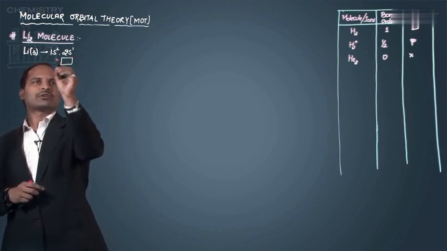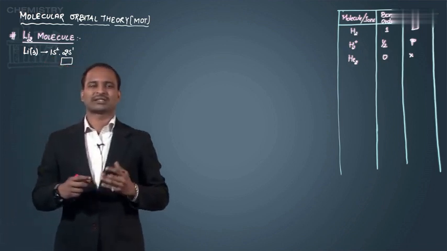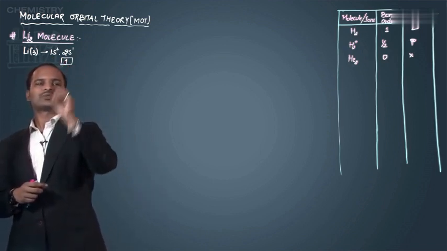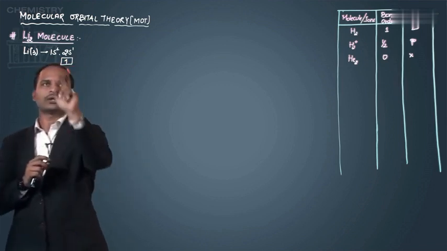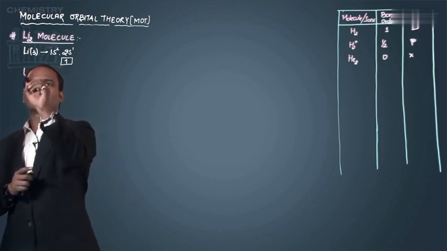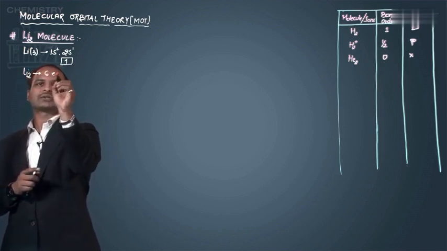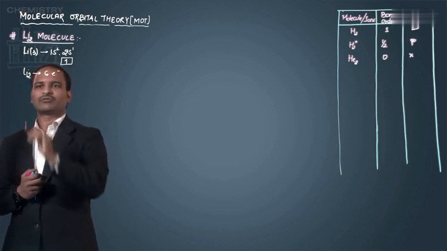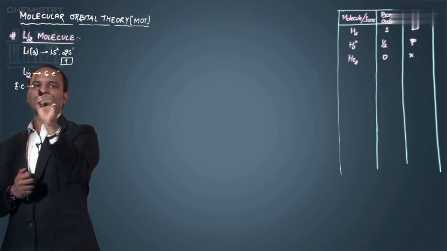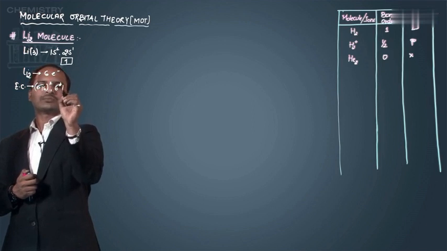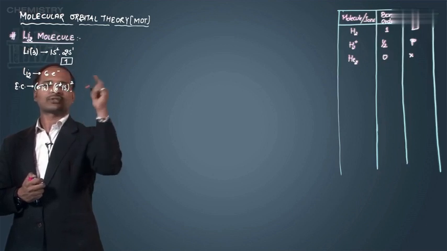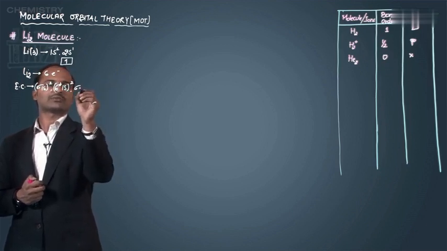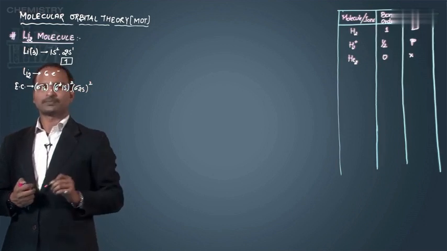So this 1s electron will be called a non-bonding electron because it doesn't take part in bonding. Only the 2s1 electron will take part in bonding. But overall lithium has 3 electrons, so Li2 will have 6 electrons. Then what will be its configuration? The electronic configuration is sigma 1s2, sigma star 1s2, and then 2 more electrons are left, which will shift to sigma 2s. So it's sigma 2s2.